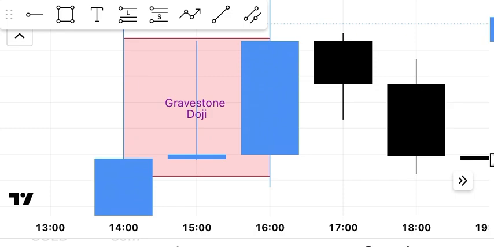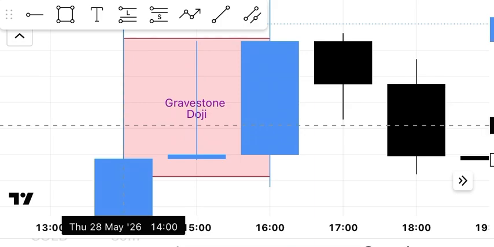And what it is telling you, whenever you see a gravestone candlestick, is that buyers pushed price up during the candle, but sellers slammed it back down to close near the open. Total rejection of high prices.